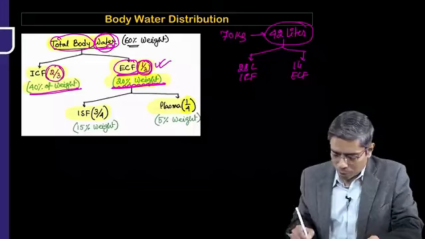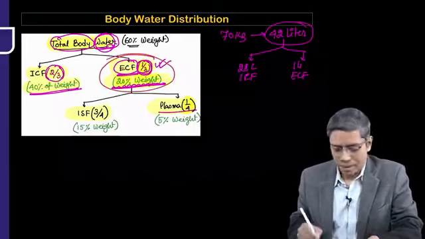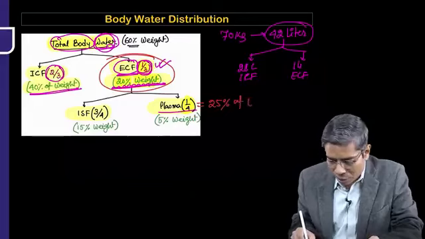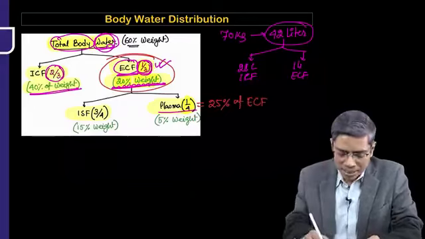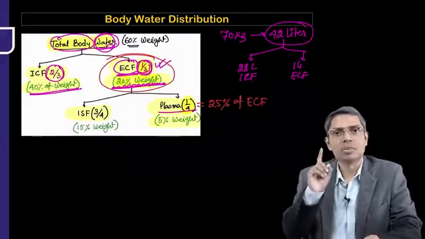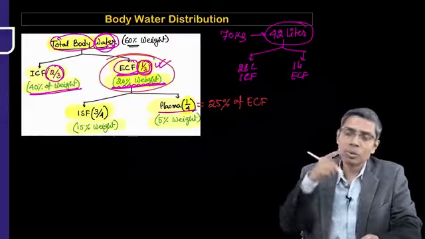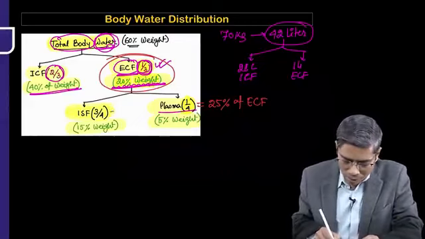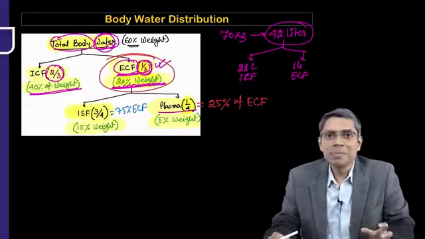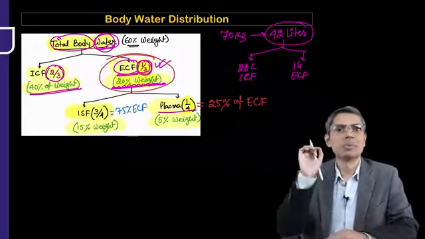So if I ask you, plasma is how much percentage of ECF? Then it is 1/4 of ECF. 1/4 means it is 25% of ECF. But if I ask you directly that plasma is how much percentage of your total body weight, then it is 5% of the total body weight. Getting my point? Same way, interstitial fluid is 15% of the total body weight, but it is 3/4 or 75% of ECF. So this is very simple, but sometimes MCQ can be a little bit tricky from this topic. So body water distribution, you have to remember like this, right?